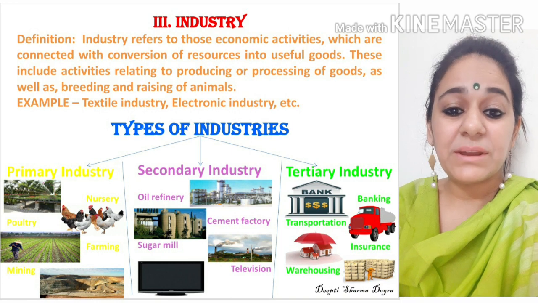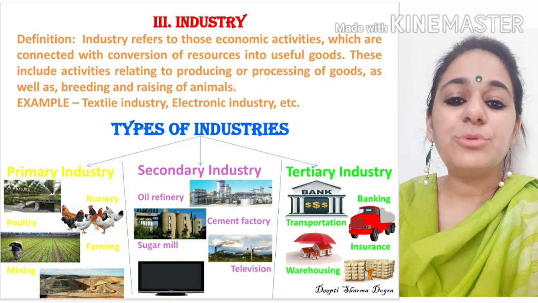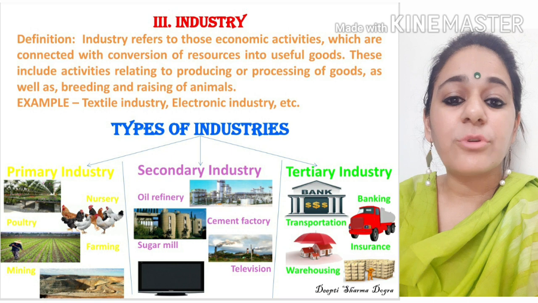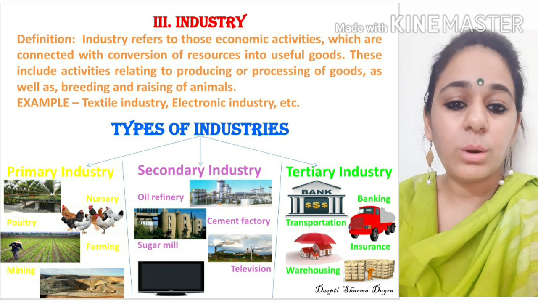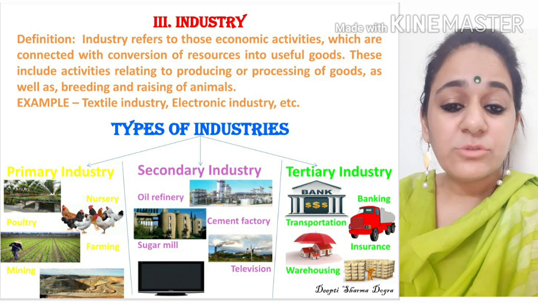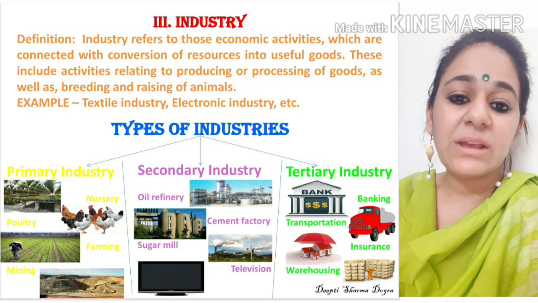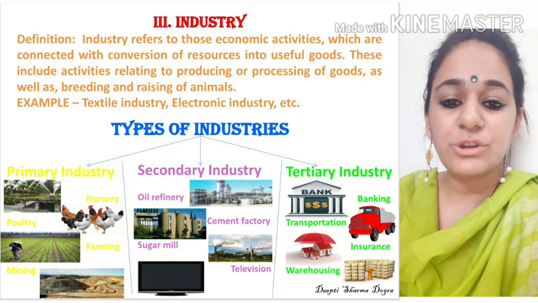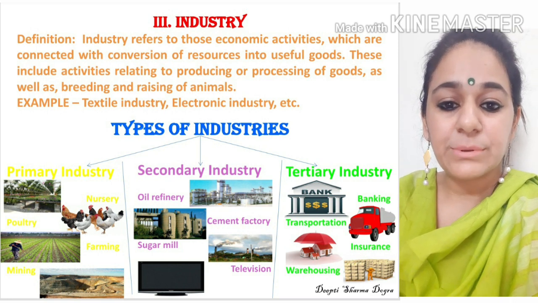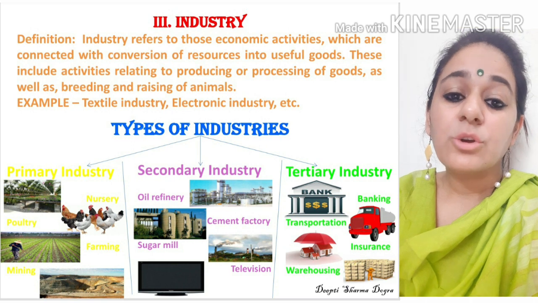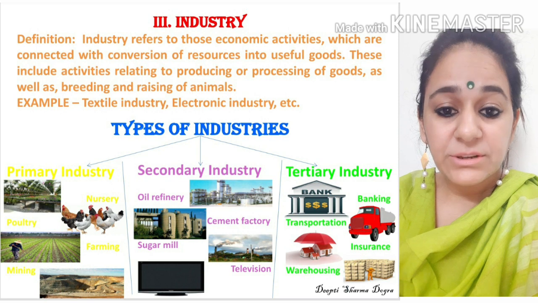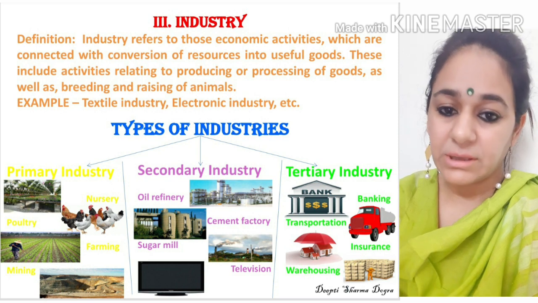Industry. What do you mean by industry? Number one, industry is an economic activity. Number two, industry includes all those activities which help in conversion of raw material into certain useful goods. It also includes all those activities which help in producing or processing of raw material into finished products. For example, textile industry, sugar mill, cement factory, electronic industry. These are all the examples of industry.